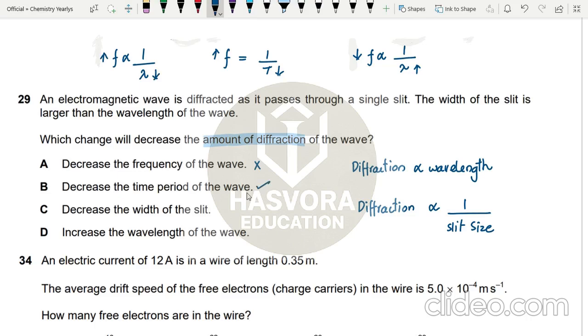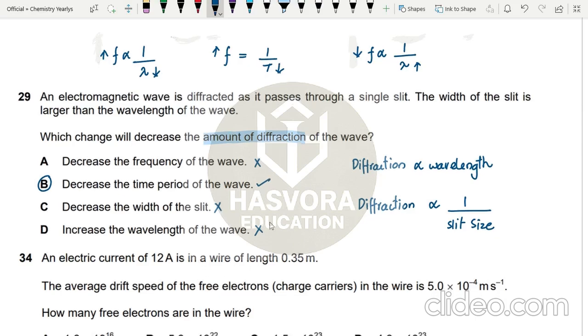Then they are asking us to decrease the width of the slit. Now if we are going to reduce the diffraction, we are going to increase the width of the slit, not decrease it. So this will be incorrect because this will increase the diffraction. Then D says increase the wavelength of the wave. We want the wavelength to be decreased, not increased, so this will also be wrong. So B will be the correct option here. This is how you should deduce the relationship between the different variables. So now let's move on.